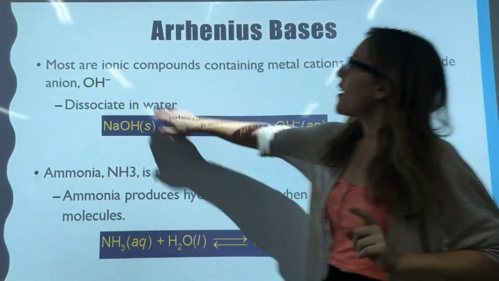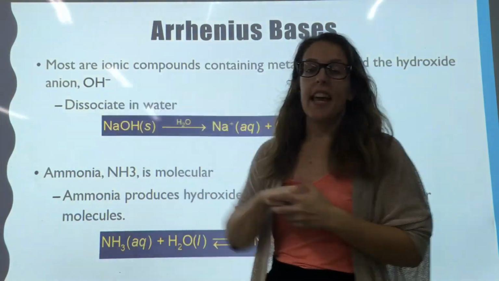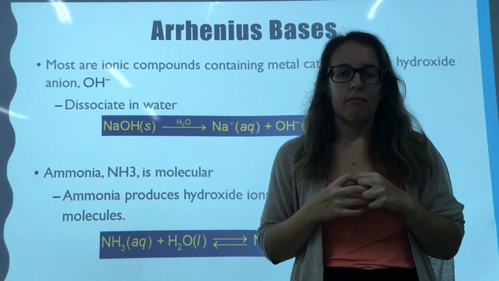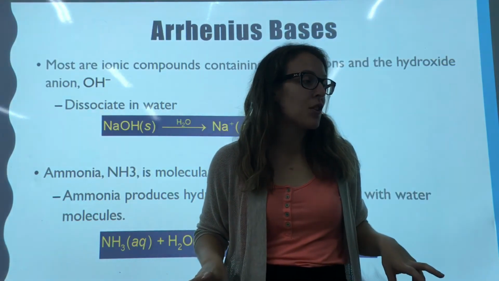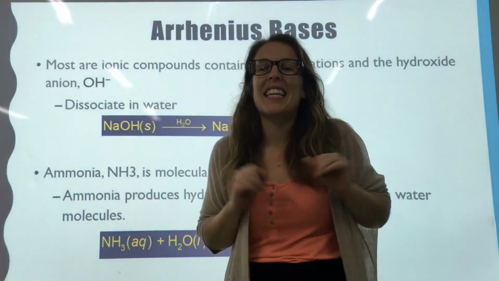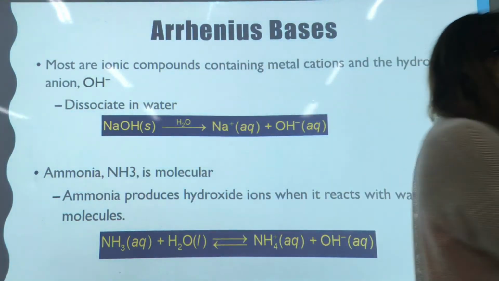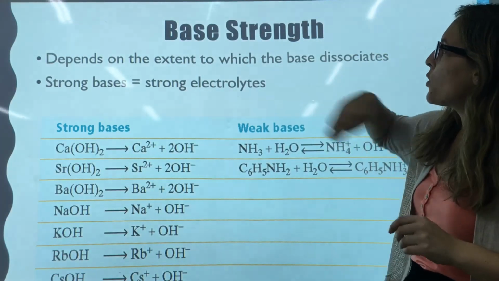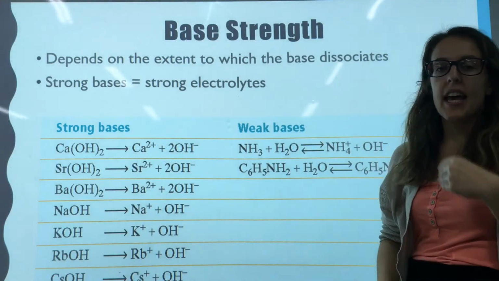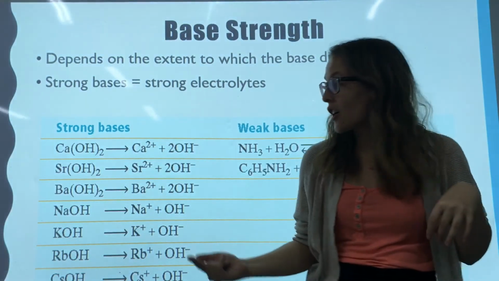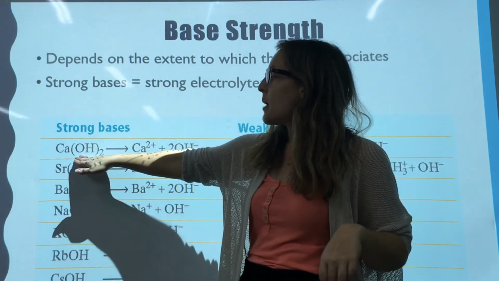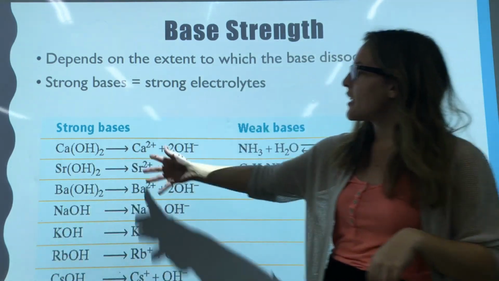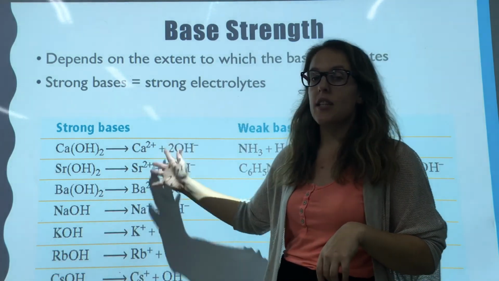Also, just to add in, because they are ionic, most of them then dissociate easily into their ions. So they break up into their ions all easy because they're ionic. So, base strength then depends on the extent to which the base dissociates. Once again, strong bases equal strong electrolytes. So we have calcium hydroxide, barium hydroxide, sodium hydroxide. We see that it dissociates into its ions. This is a strong base.